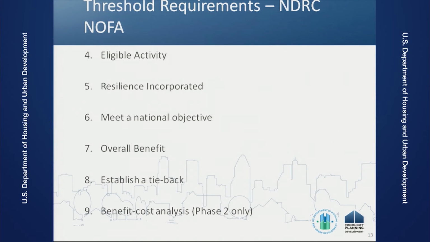The final threshold requirement that applicants will find in the NDRC NOFA is the benefit cost analysis requirement. This is a threshold requirement that applies to Phase 2 only. And to meet this threshold, applicants need to submit a benefit cost analysis that meets the requirements in Appendix H with their Phase 2 application for covered projects. Covered projects is a defined term in the NDRC NOFA, and it generally means major infrastructure projects above a certain cost and major infrastructure projects which benefit multiple counties.